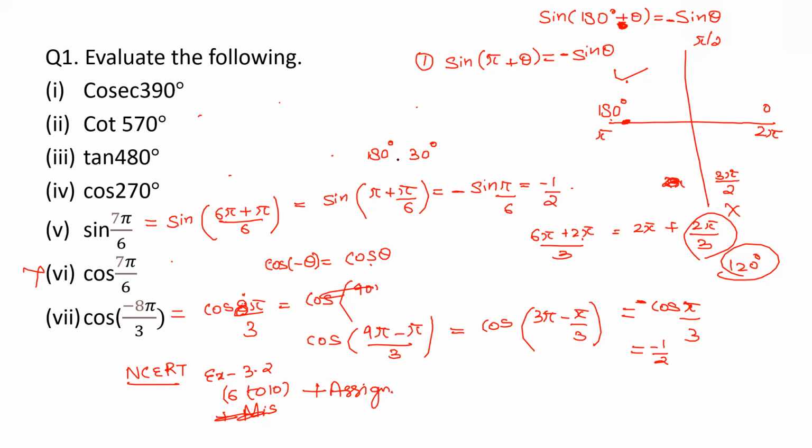I wanted to ask about the last question that you solved, that minus cos pi by 3, that is cos 60, right? Minus cos 60. Yes, minus cos 60. Okay, sir.